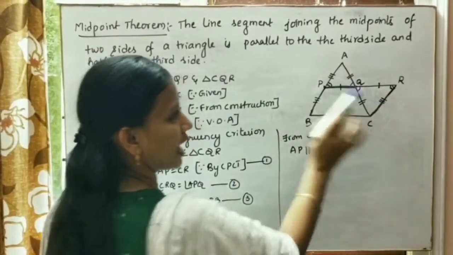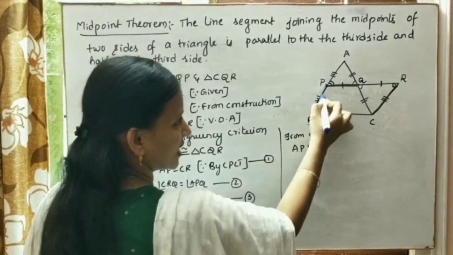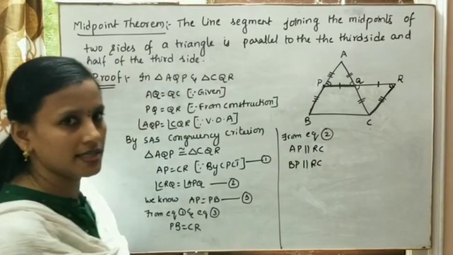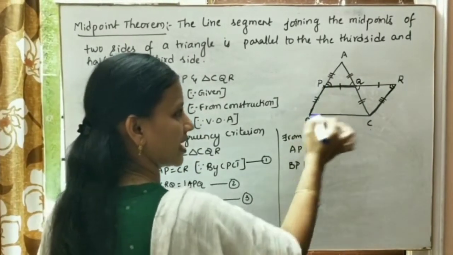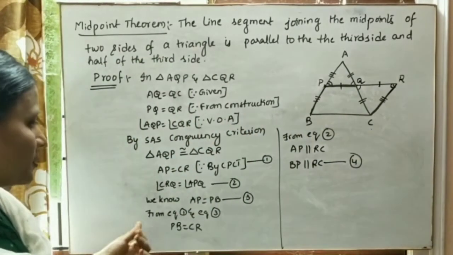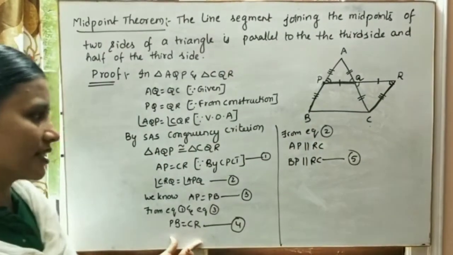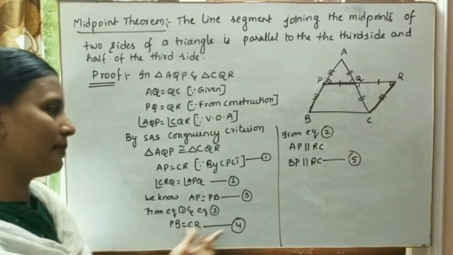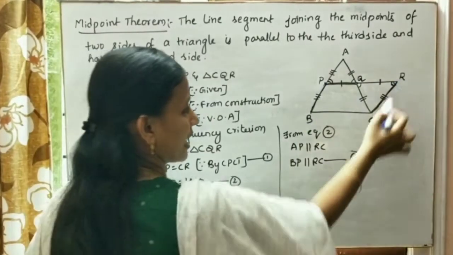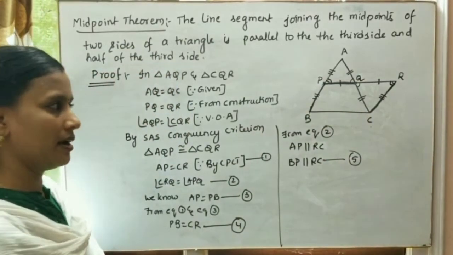If these two are parallel, but AP is equal to what? BP. In the place of AP, we can write BP also. So BP is also parallel to RC. Take this as equation 4 and this as equation 5. From equation 4 and equation 5, what can we write? PB is equal to CR and BP is parallel to CR. So BPRC is a parallelogram.